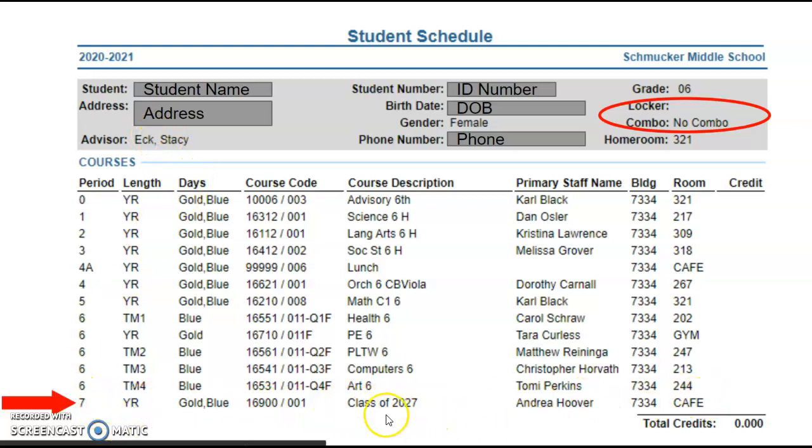You'll see this Class of 2027 also in Canvas, and this is where your school counselors can put out information that we think is important for you to know. So this is just a little bit about how to read a schedule for Schmucker Middle School, and if you have any questions, feel free to contact your school counselor.